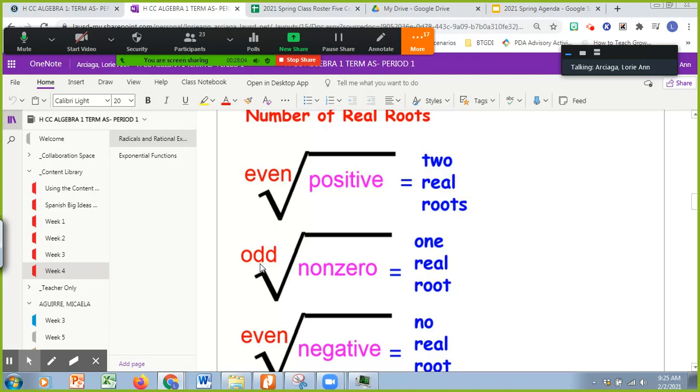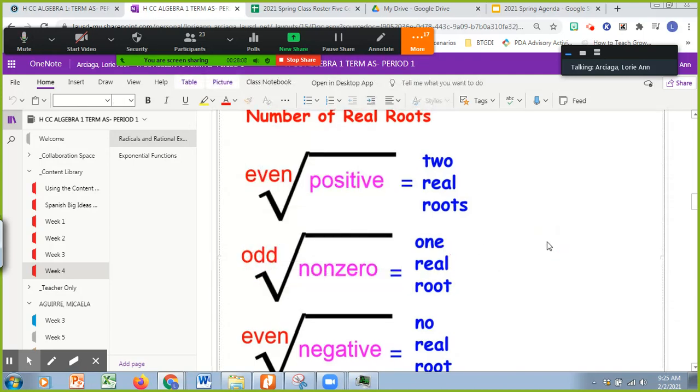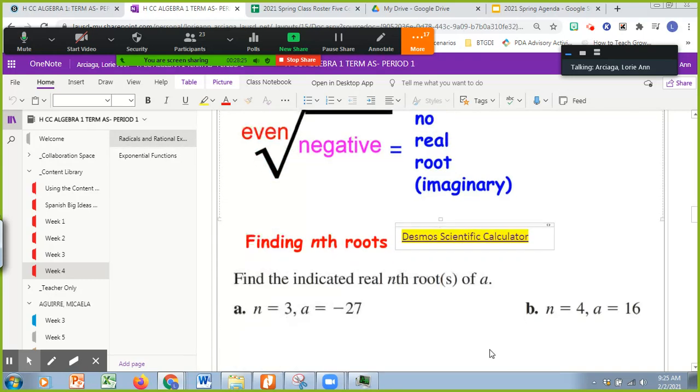But if the exponent is odd, let's say the cube root of a negative number, or the fifth root of a certain number, there's only one answer. And of course, it's also possible for it to not have any answer at all. Okay, we will see more of that as we look at examples.